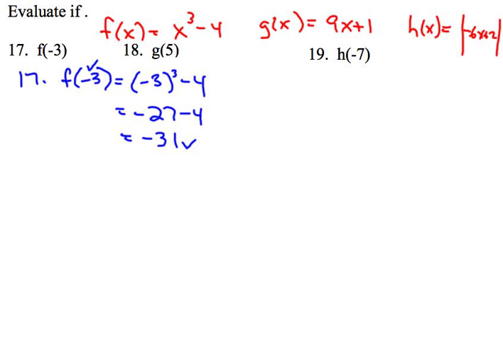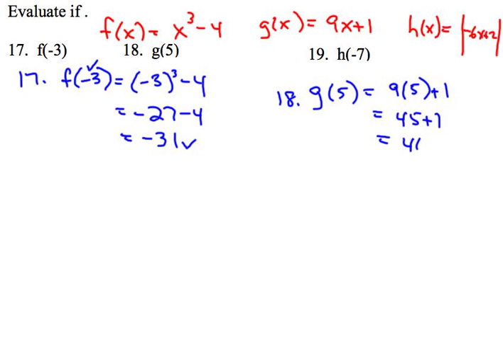Okay, number 18. I want to find the value for g of 5. That means use the g function and replace x with 5. So 9 times 5 plus 1, do the math, 45 plus 1 is 46. Once again, I replaced x with a number and I received a number as my final answer.